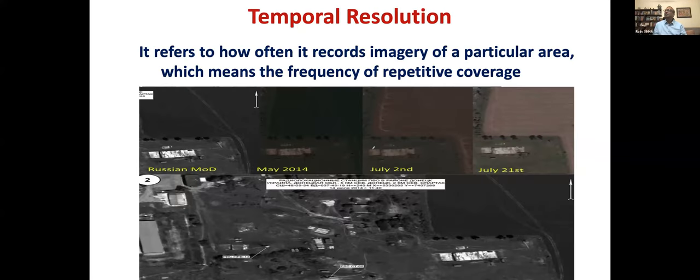Then finally, we also talk about the temporal resolution, which means at what frequency the data is being collected. At what frequency the same satellite will visit the same area, and therefore you can measure and map the dynamics of the Earth system: water, forest cover, plants, floods. Any project which needs frequent data recording can be done here.